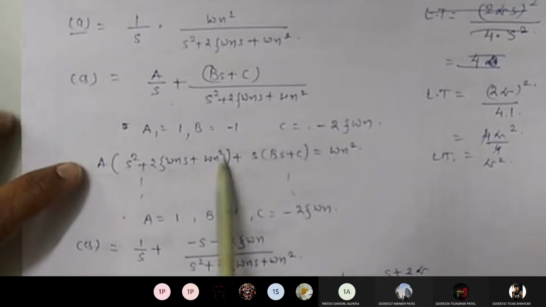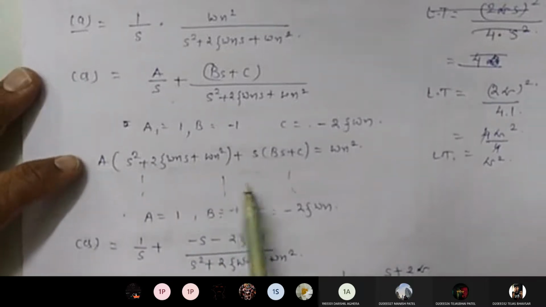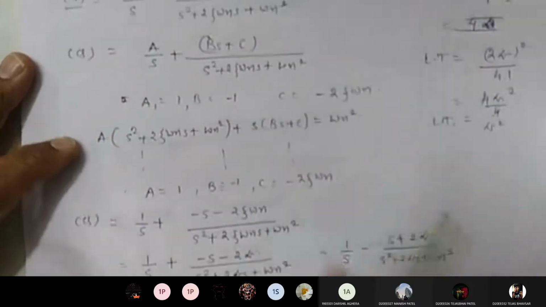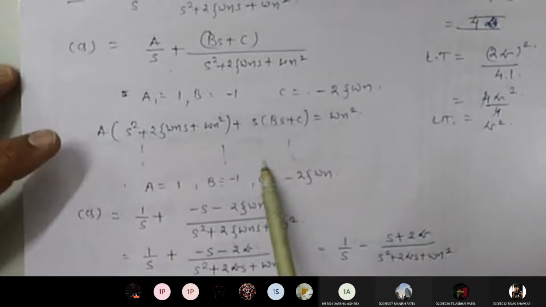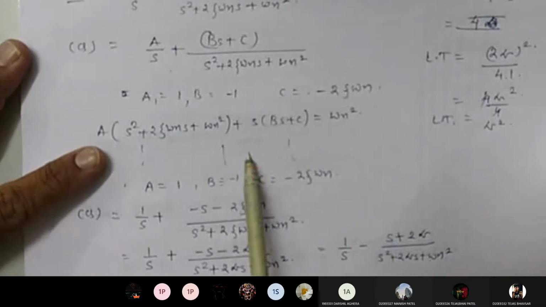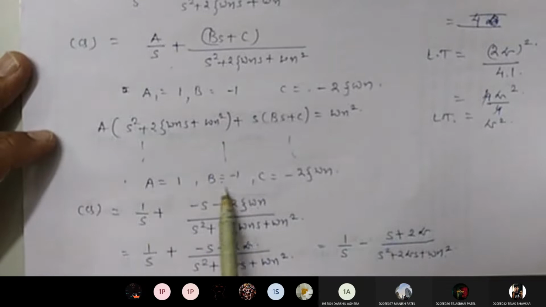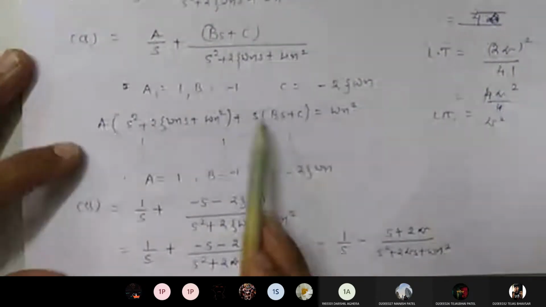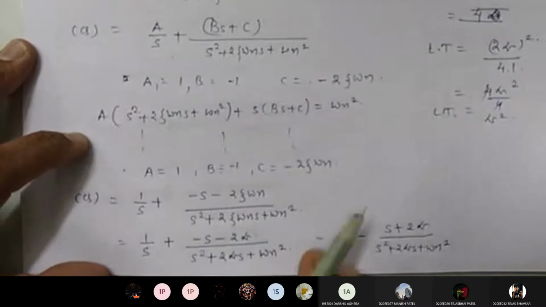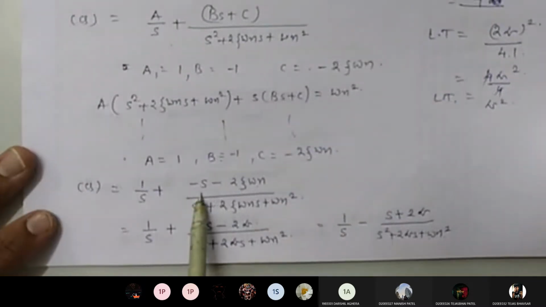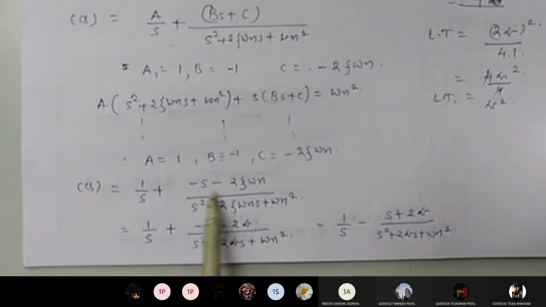So how can we find that? You have to show it in your homework. Maybe I have not given it yet, but I will give it to you. This is a particular practice you need to follow. At the end you will get A equal to 1, B equal to minus 1, C equal to minus 2 zeta omega n. I will put these values in this equation: 1 upon s plus Bs minus s minus C, where C is equal to minus 2 zeta omega n.